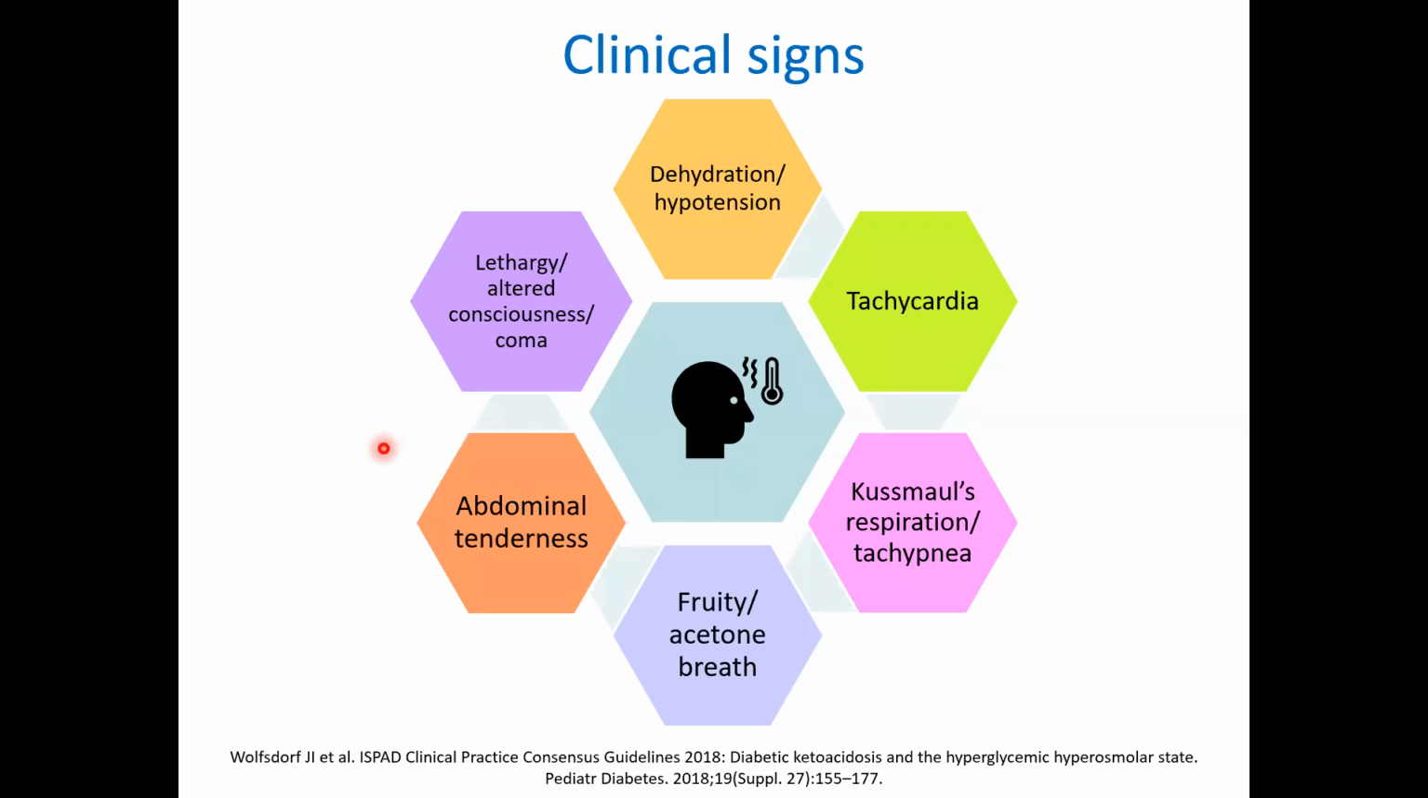They may present with abdominal tenderness, and abdominal tenderness is something that you need to have a high index of suspicion for, because some patients have actually been misdiagnosed as having acute abdomen, only to later be discovered to have had diabetic ketoacidosis. And then they may also have altered consciousness.